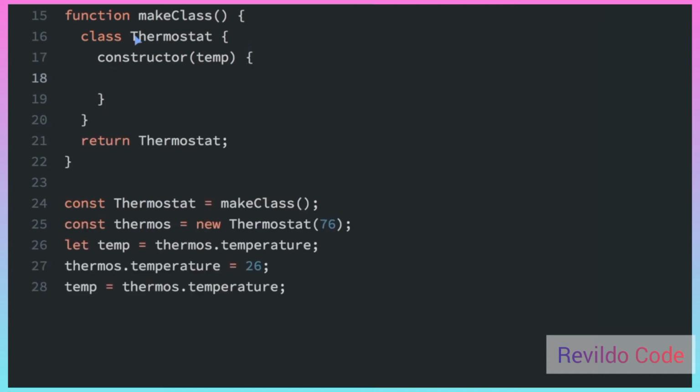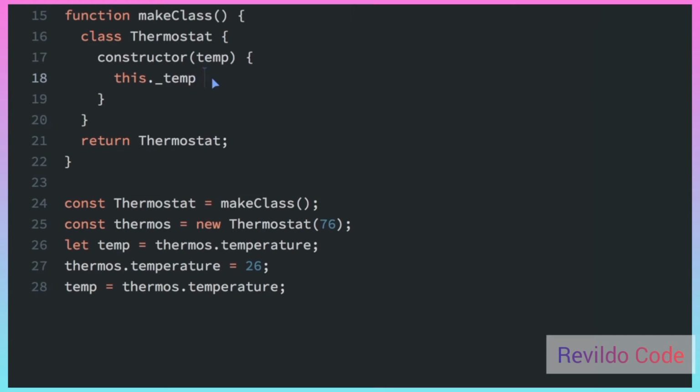Now, within this constructor, we're going to set a private variable, this dot underscore temp. So the word this just means that this variable is only accessible within this class here. And the underscore temp, whenever you start a variable with an underscore, that's going to generally signify that it's a private variable, that you're not supposed to access it outside of that scope or outside of that class.